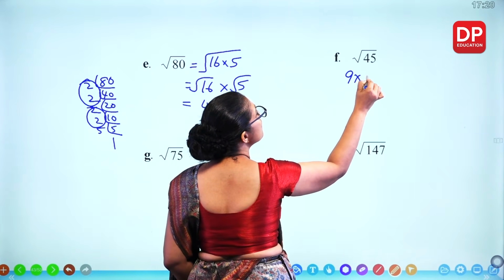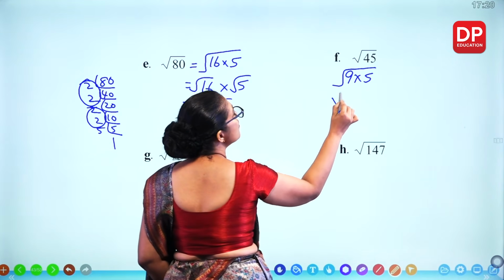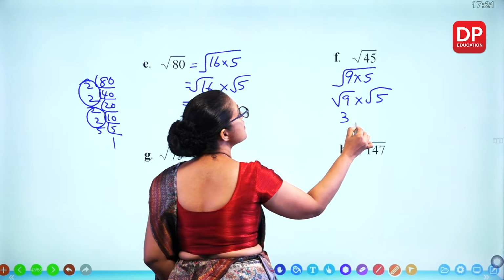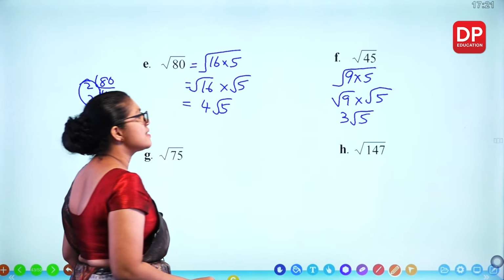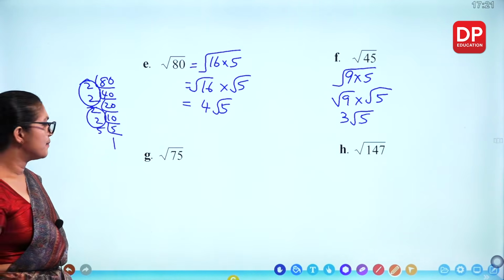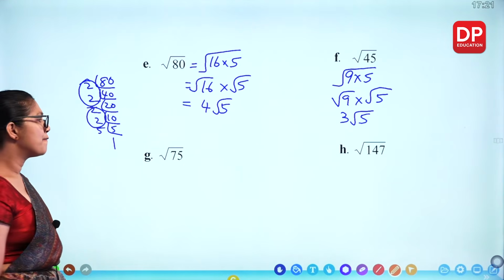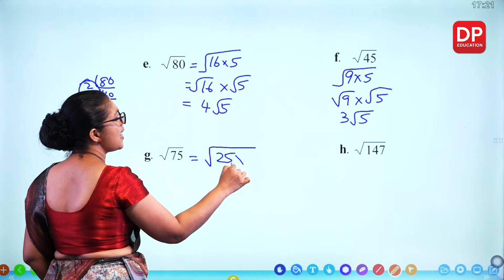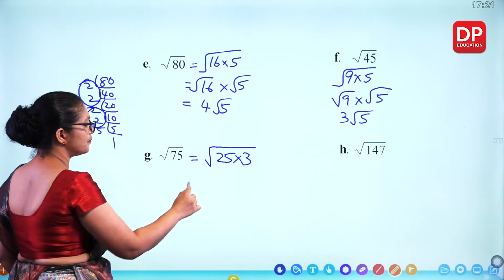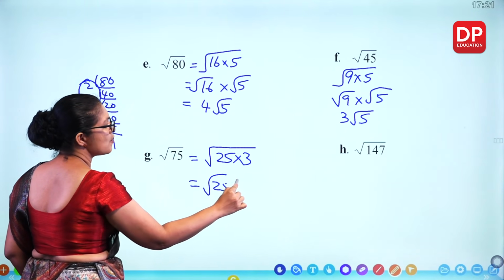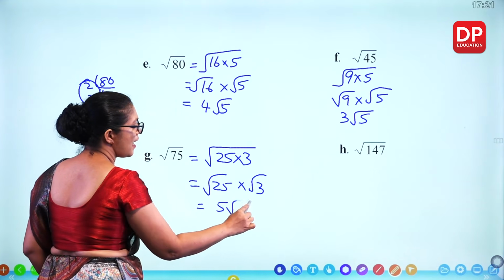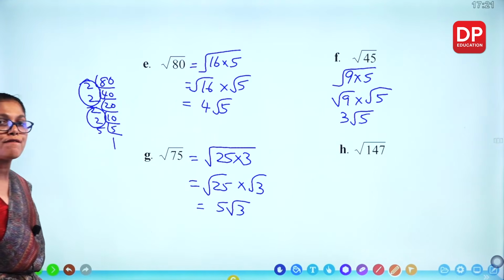45. How can we write 45? 9 times 5. Then you write down separately. Square root of 9 is 3. So this is 3 root 5. What about 75? What's the square number? 25 times 3. So when you write down separately, square root of 25 is 5. You get 5 root 3.